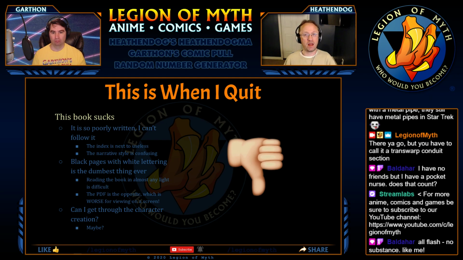So yeah, I may complete character generation, but I cannot recommend anyone get this book. This book is written in such a way that to learn the system, you have to not buy the book. You have to talk to someone who already knows the system. That's the only way you're going to learn, because they'll be able to translate the book into actual English instead of narrative English. So yeah, there you go.